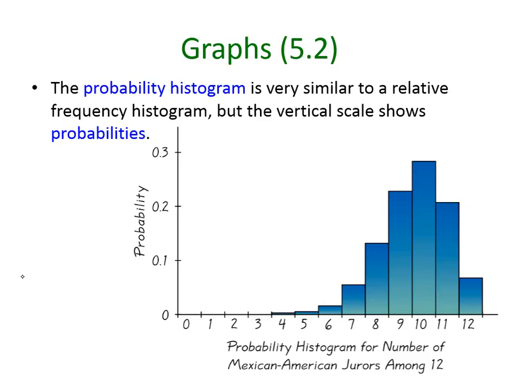This is the probability histogram for the number of Mexican American jurors among 12. So the probability that we had 0, 1, 2, 3, 4, 5, all the way up to 12 out of the 12 jurors were Mexican American. Looking at those probabilities, we can see the one that's the most frequent, the one that happens the most often, is that 10 jurors out of the 12 are of Mexican American heritage.